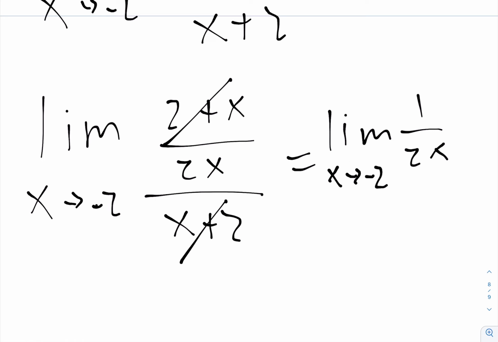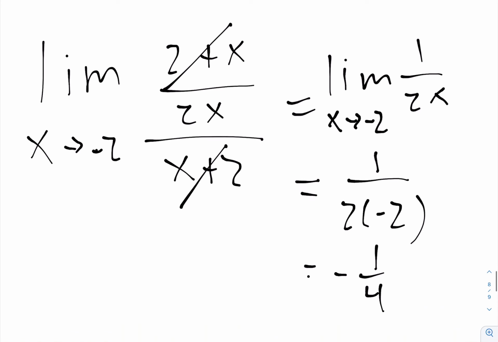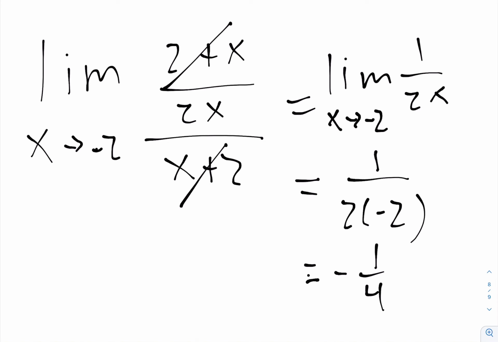So as much as we can, we want to simplify this as much as we can. So now we have just 1 over 2x, and if we plug in -2 for x now, we're not going to have 0 on the bottom. So it's going to be 1 over 2 times -2, which is just -1 over 4. Okay, so if we didn't do this manipulation of the fractions, we wouldn't be able to solve this problem because we couldn't just plug in -2 for x.